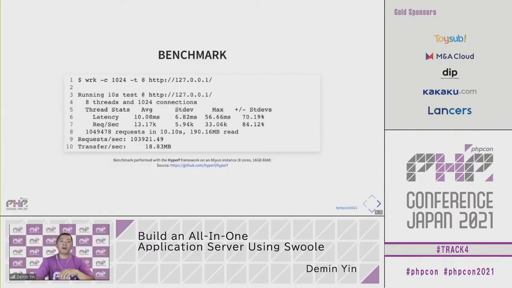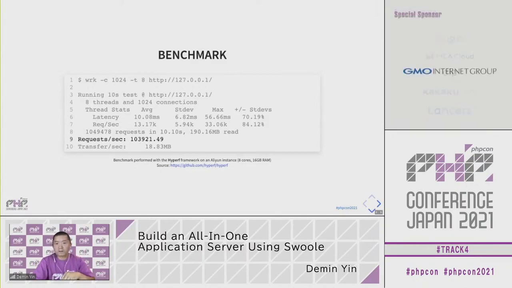And let's check the output. So here, if we check the output, we can see that in about 10 seconds, this web server could serve over 1 million requests. So on average, every second, the server could serve over 100,000 requests. Pretty efficient, pretty fast.